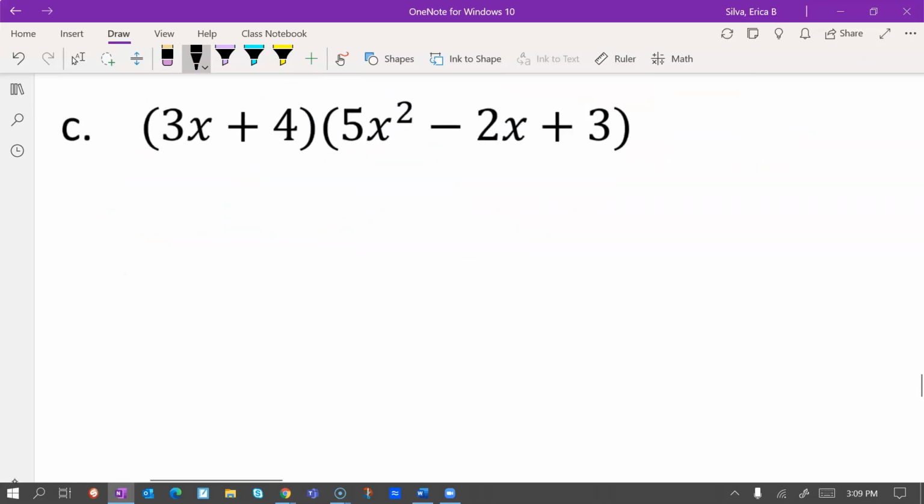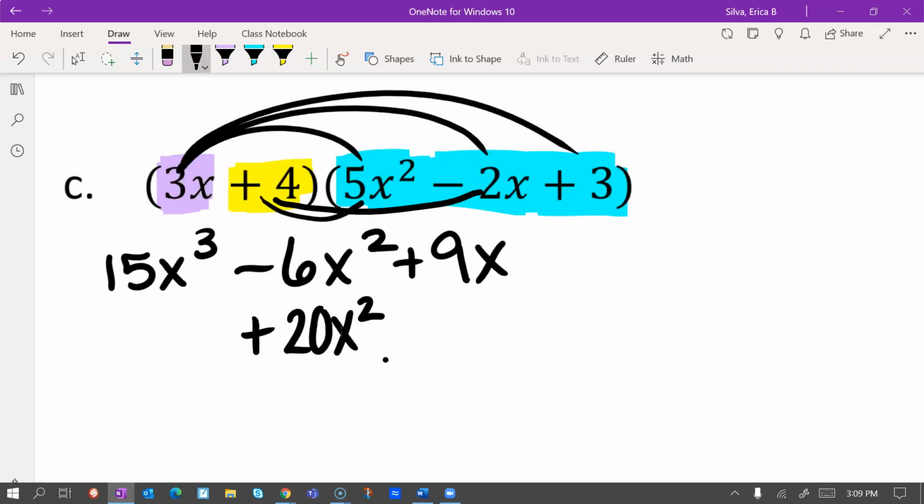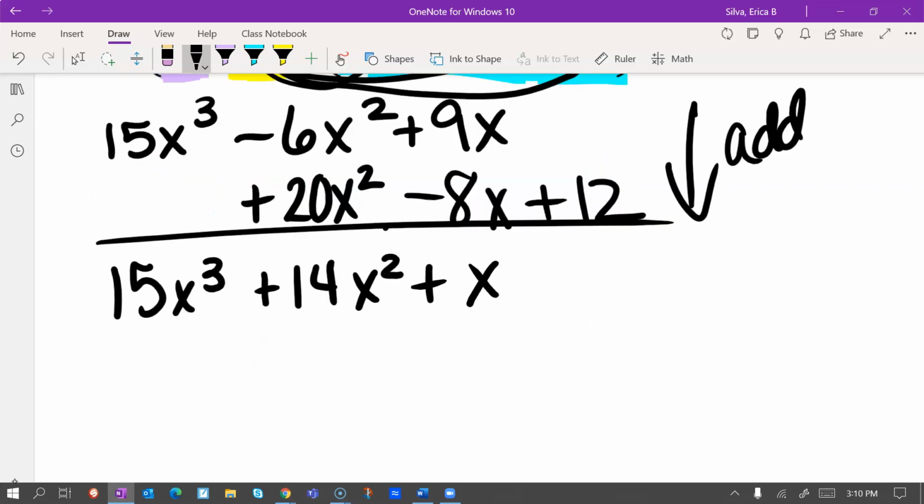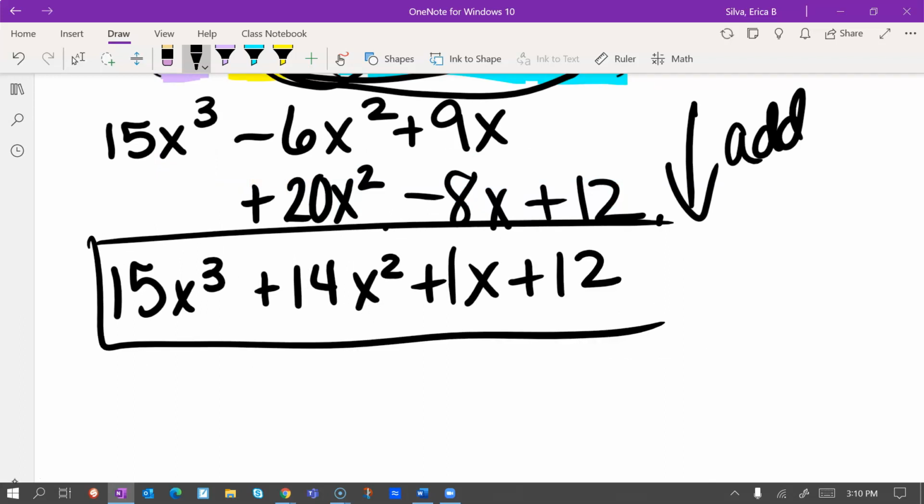Let's go on to the next one. The next one, we are multiplying 4 times negative 2x is negative 8x, and 4 times 3 is a positive 12. And now all we do is add plus x, or 1x, plus 12. Yes, not in the middle, when we're done. Questions on this one?